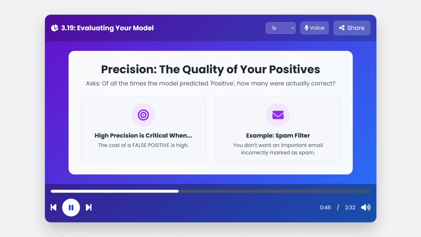This is why we need precision. Precision answers the question, out of all the times our model predicted positive, how many of those predictions were actually correct? Precision is about the quality of your positive predictions. You need high precision when the cost of a false positive is high. Think of a spam filter. You would hate for an important email to be wrongly sent to spam.